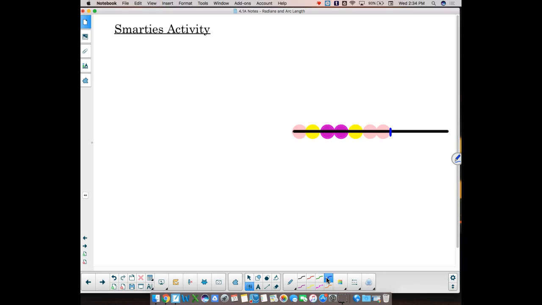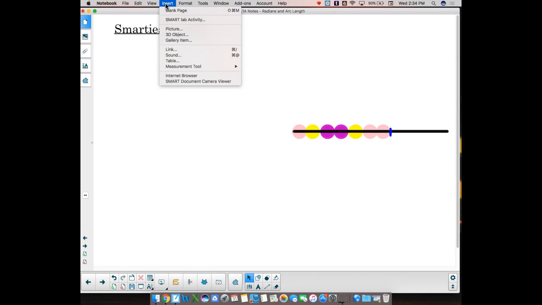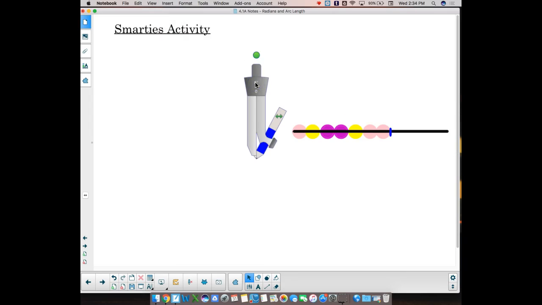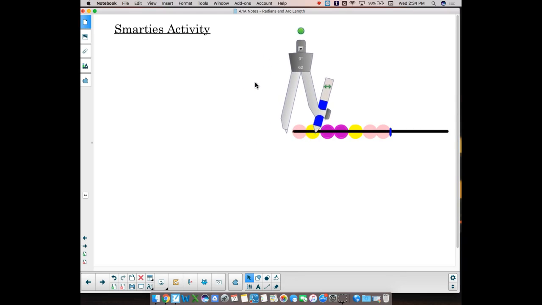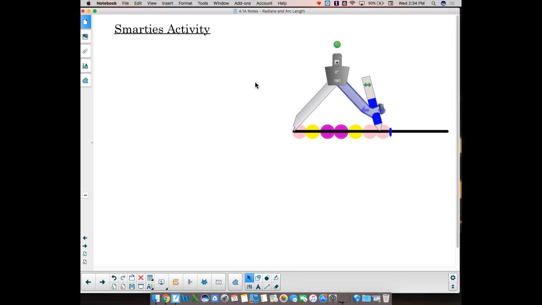Okay. Then, utilizing your compass, pointy end goes at the dot. Pencil end goes out at the tick mark. Draw yourself a circle.